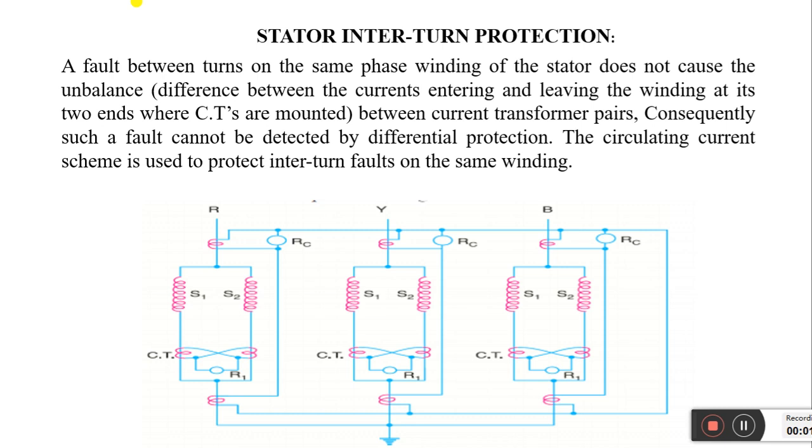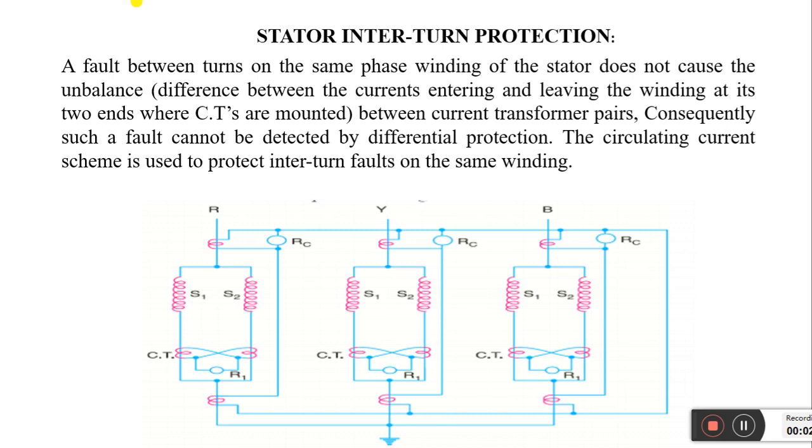the stator winding. But sometimes it may happen that because of the vibration of the generator or due to the aging of the winding, the insulation may be damaged. And if the insulation is damaged, there is a chance that the naked wires of the stator winding may touch each other, since these conductors go side by side.